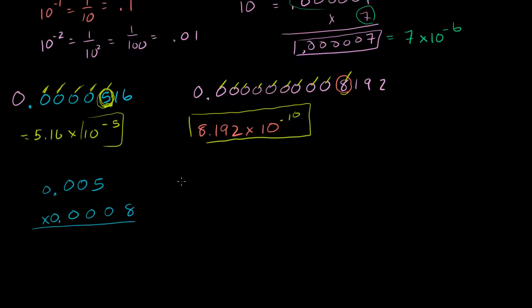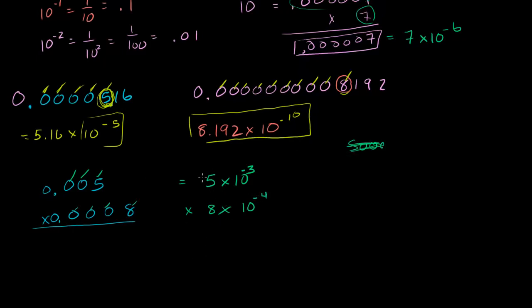This guy can be rewritten as 5 times 10 to the what? I have 1, 2, 3 spaces behind the decimal, 10 to the third. Sorry, this is 5 times 10 to the minus 3. That's very important. 5 times 10 to the 3 would have been 5,000. Be very careful about that. Now, what is this guy equal to? This is 1, 2, 3, 4 places behind the decimal, so it's 8 times 10 to the minus 4.